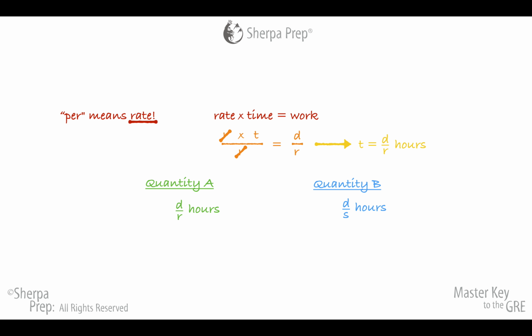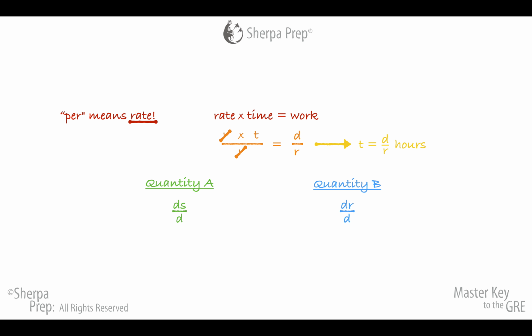So let's go ahead and cross-multiply. If we do, you can see quantity A becomes d times s, and quantity B becomes d times r. Now, something further you may not be aware of, you can also divide your quantities by the same amount if what you're dividing by is positive. So what I would do if this were my problem, I would divide both quantities by d because I know d is a positive value because d represents a distance of miles.